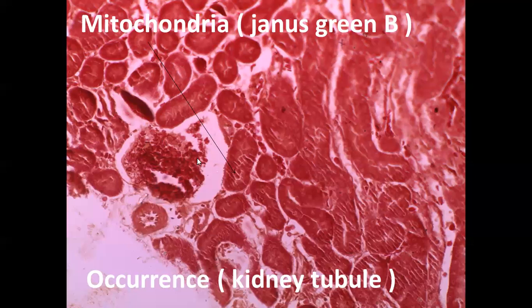This is the glomerulus, and this is a kidney tubule. Inside each cell of the kidney tubule, observed in this area, these cells consist of what? Nucleus and cytoplasmic organelles. This organelle is the mitochondria. We use a special stain, for example, Janus green B, to demonstrate the mitochondria, which appear as rods.